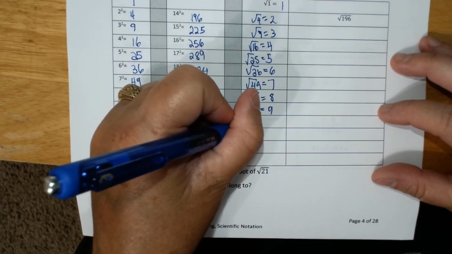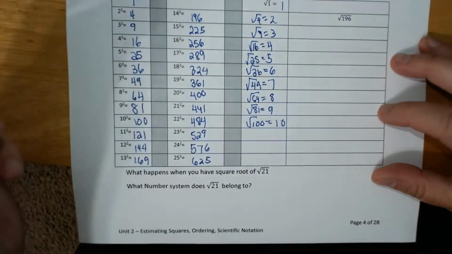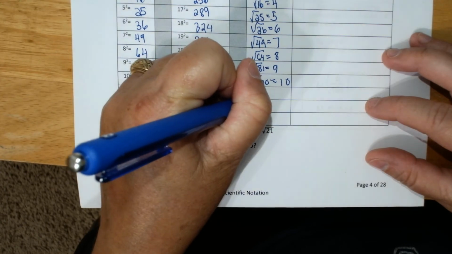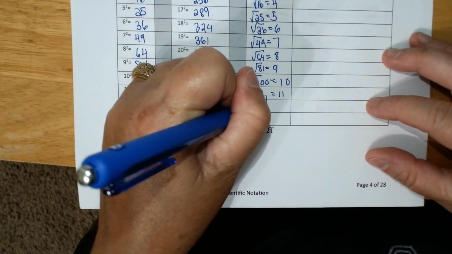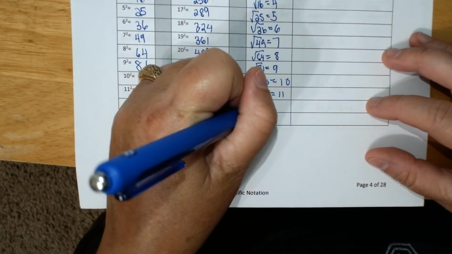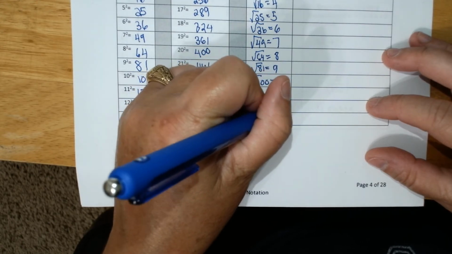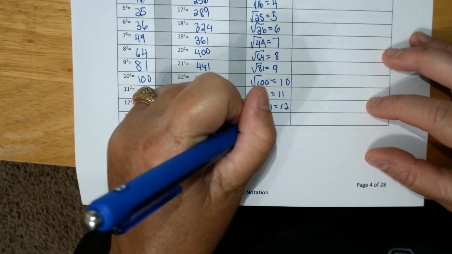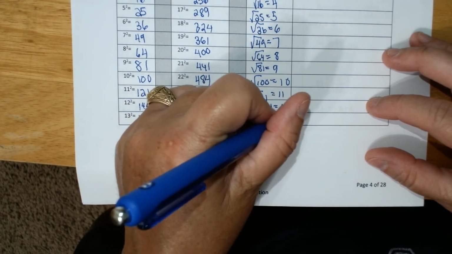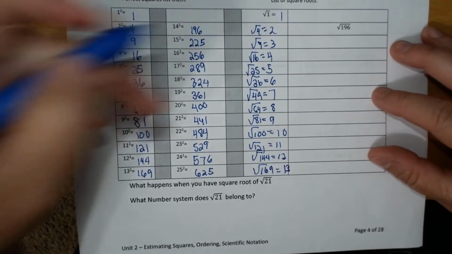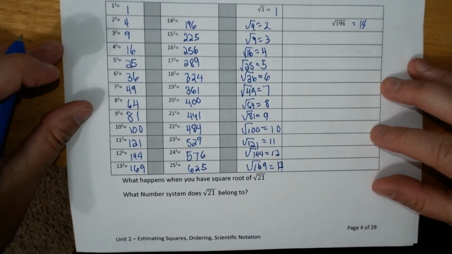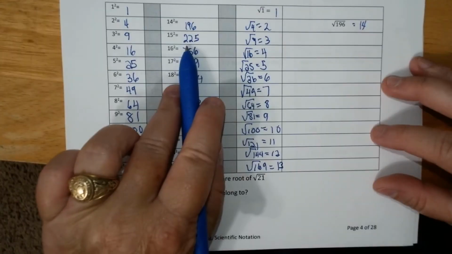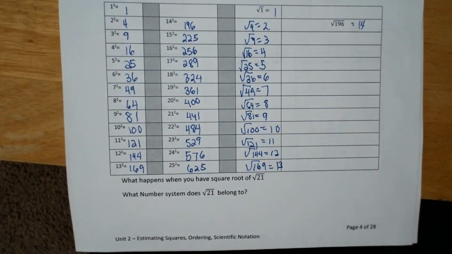The square root of 100 equals 10. The square root of 121 equals 11. The square root of 144 equals 12. The square root of 169 equals 13. The square root of 196 equals 14, and so on. Okay, so this is transferring these over here with the square root and the numbers.